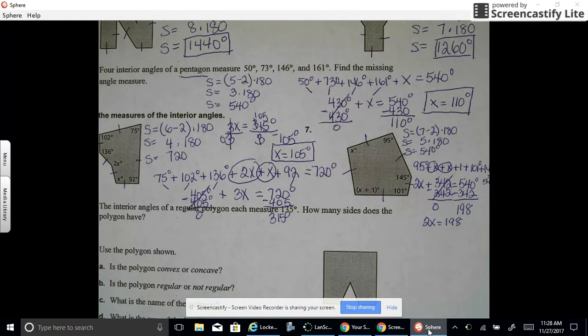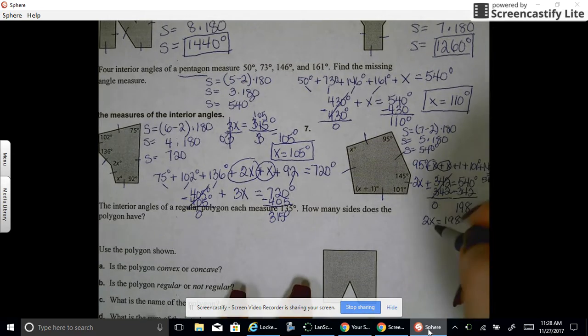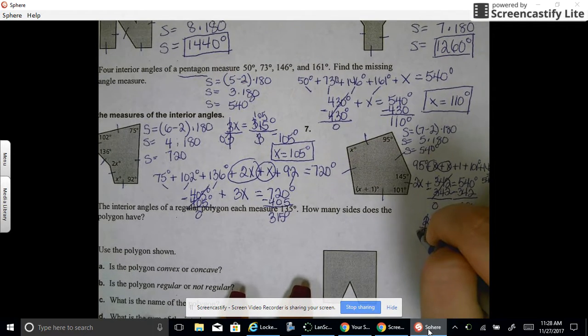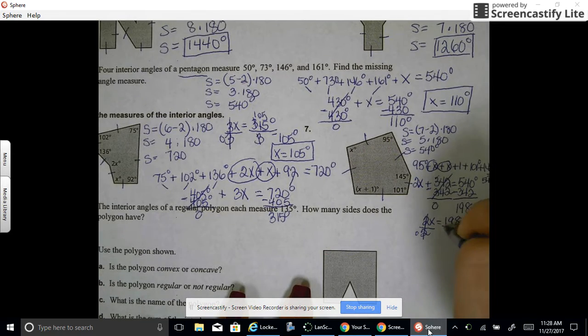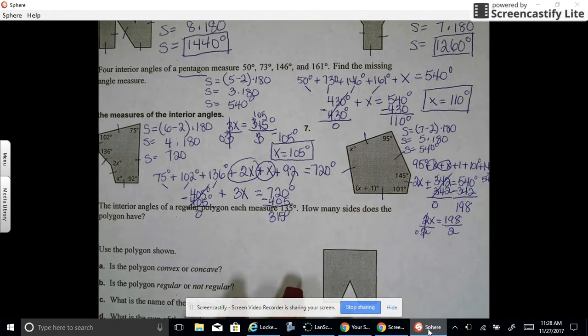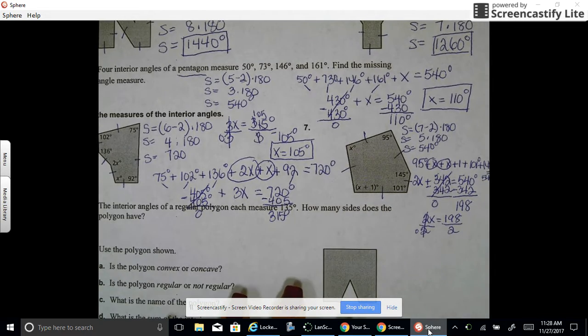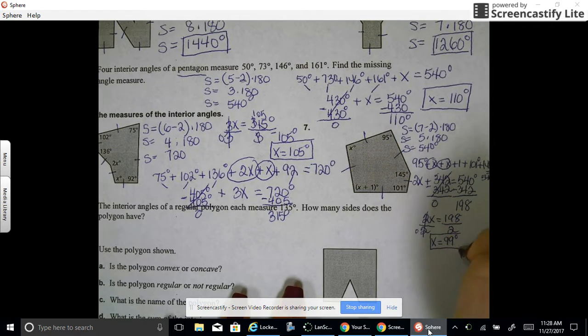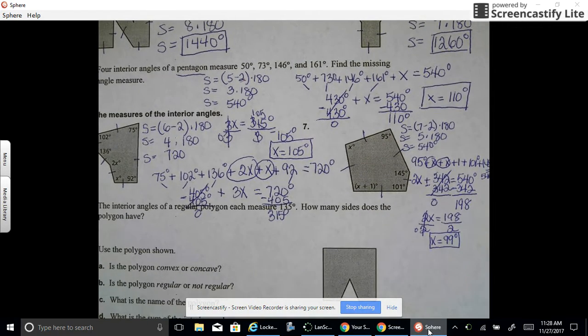Division, that's right. So I'm going to put the 2x over 2, and those 2's will cross out, cancel each other out for 0. And I'm going to put the 198 over 2, because what I do on one side of the equal sign, I have to do on the other. And that will leave me with x equals 99 degrees. Is that what you all come up with? Good.